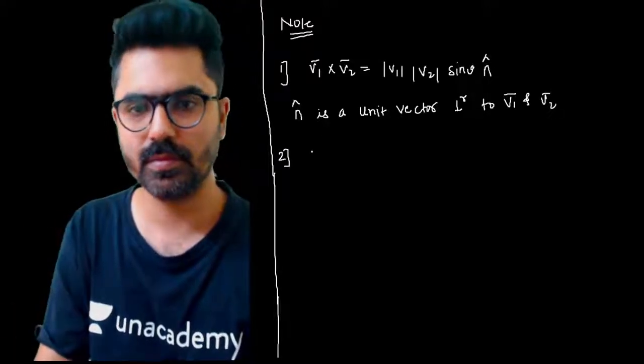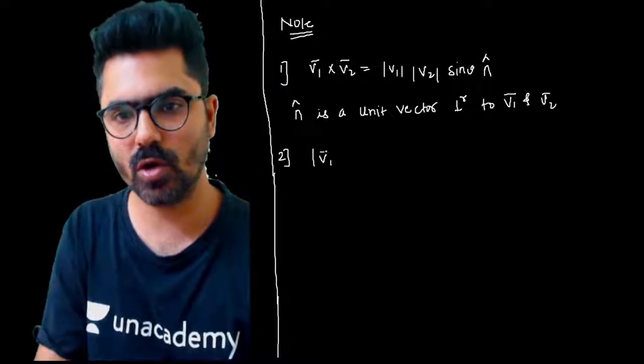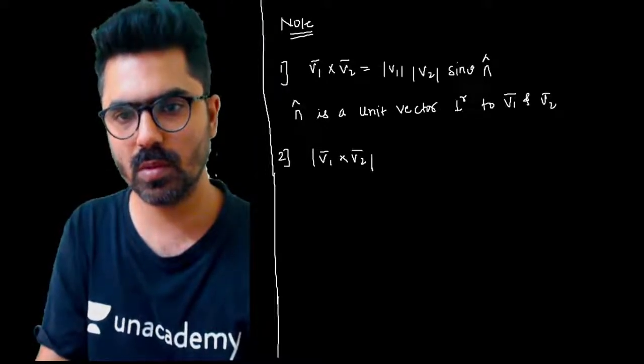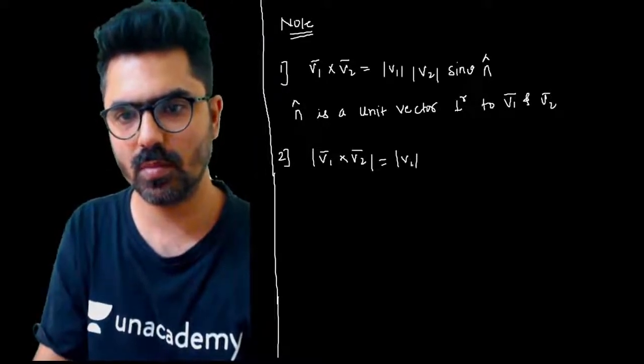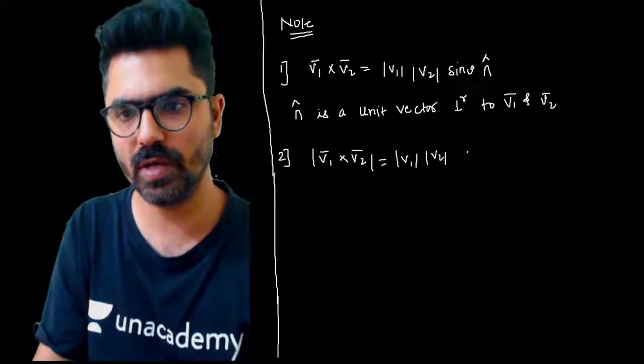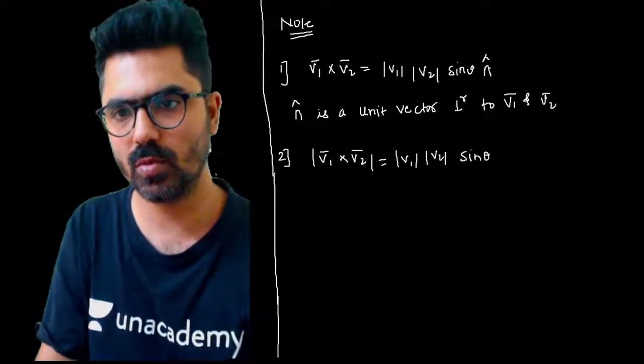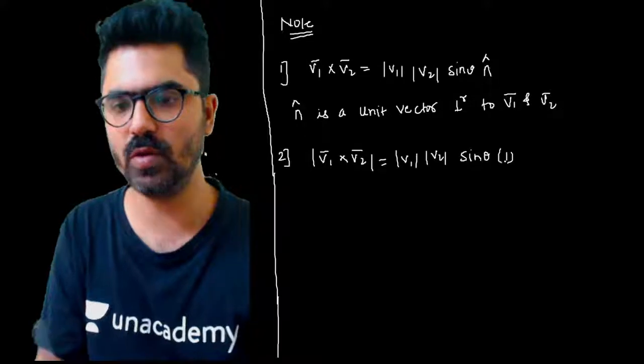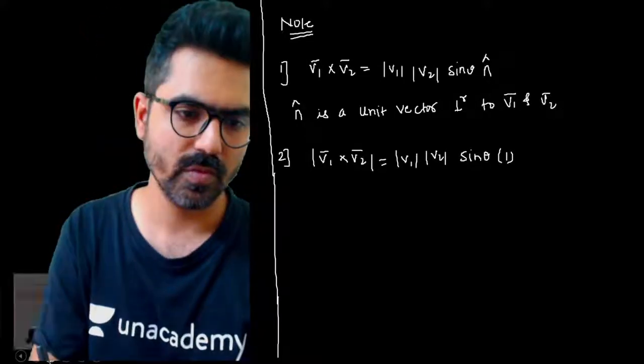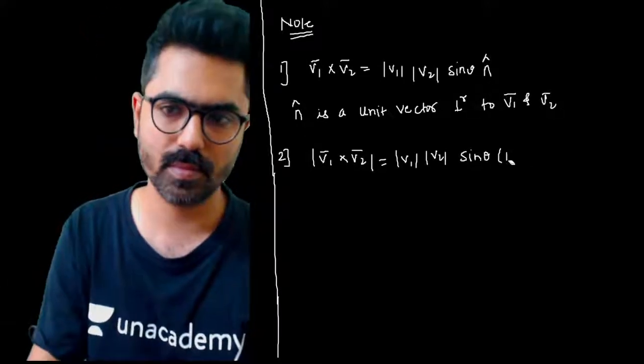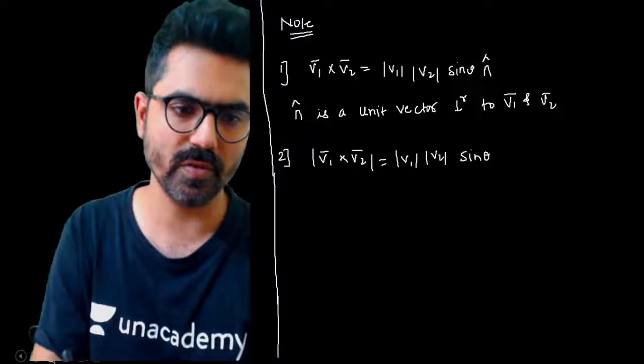Second note point. Mod of v1 cross v2 is given as mod v1, mod v2, and sin theta. The mod of n cap is 1, so there is no need to write it. We can erase this part. This is the mod of v1 cross v2.